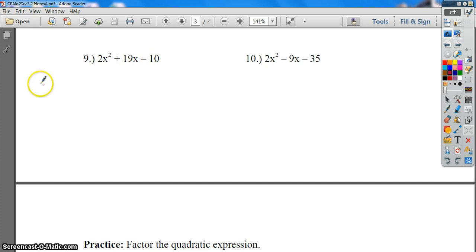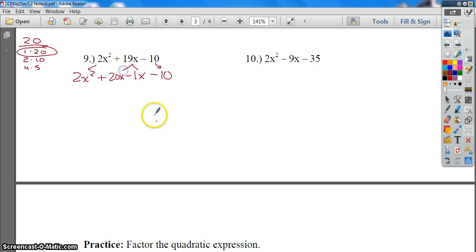2, 19, and 10, no GCF other than 1. Rewrite your 2x squared, rewrite your minus 10. Plus minus is plus minus. 2 times 10 is 20. 2 times 10, 4 times 5. So which pair subtract, because these are different, to be 19. 20x minus 1x is 19. So that works. And then remember, 1 times 20 is 20.